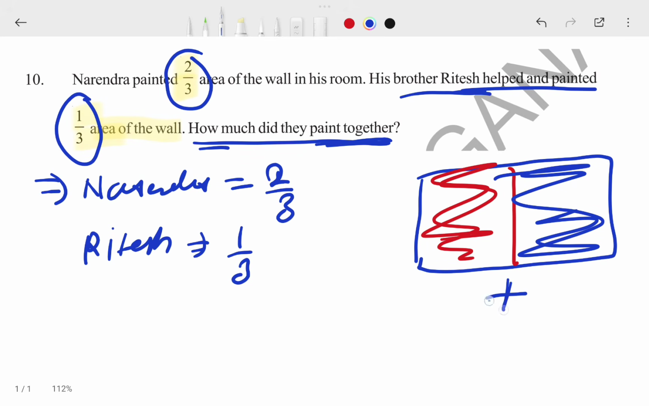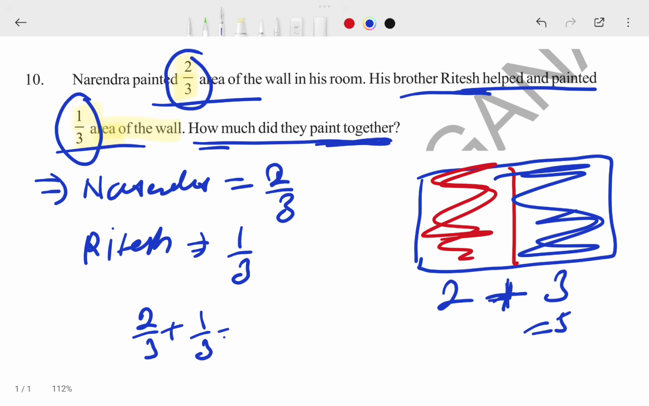So how will you find it? When you add both of these, like you are painting 2 and your brother is painting 3, when you add both of these, you will find 5. We did together, we painted 5 boxes, you will say like that. So how will you find that? When you add both of these, then only you will find it. So Narendra painted that much and Ritesh your brother, so how much did they paint together? When you add, you will find 2 by 3 plus 1 by 3. If you take the LCM, the LCM is 3.